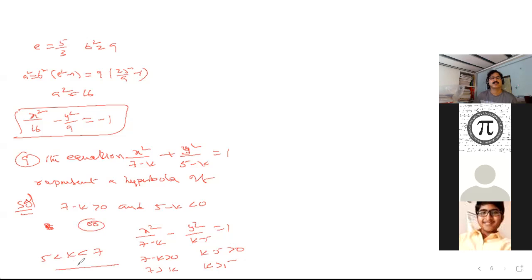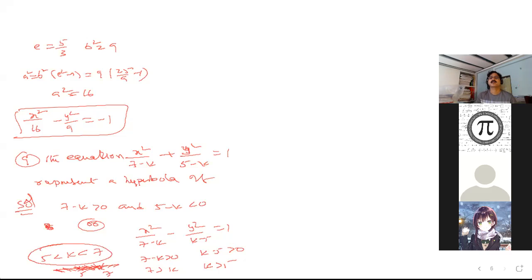Okay, diagrammatically, I'll show you. This is 5 and 7. Greater than 5 is this way. Less than 5 is this way. So the intersection is what? 5 and 7. So this is your answer, sir. Anybody have any doubt? Anybody have any doubt? No, sir. Right. No.